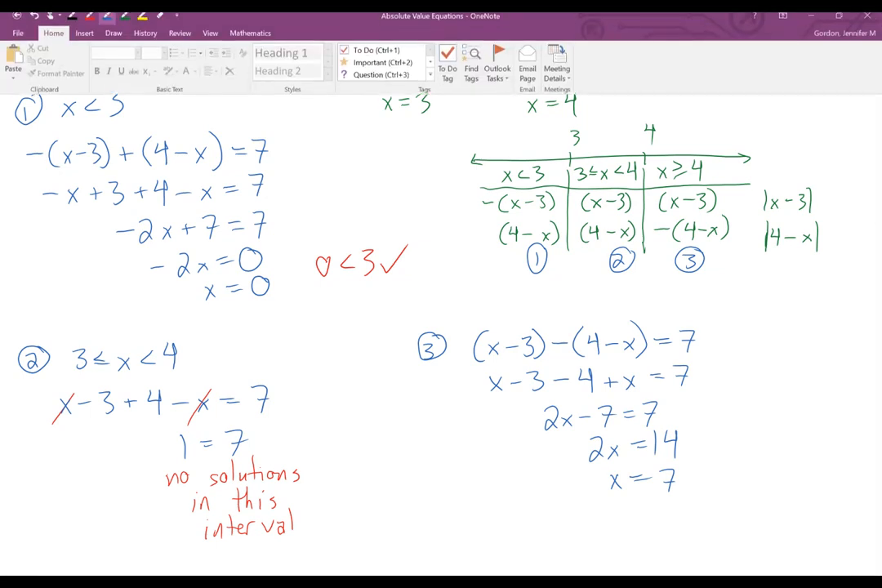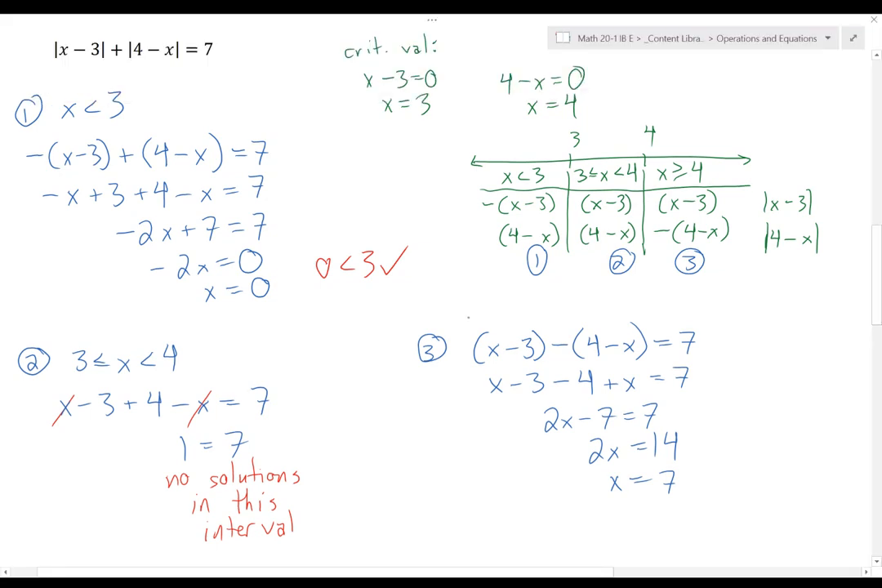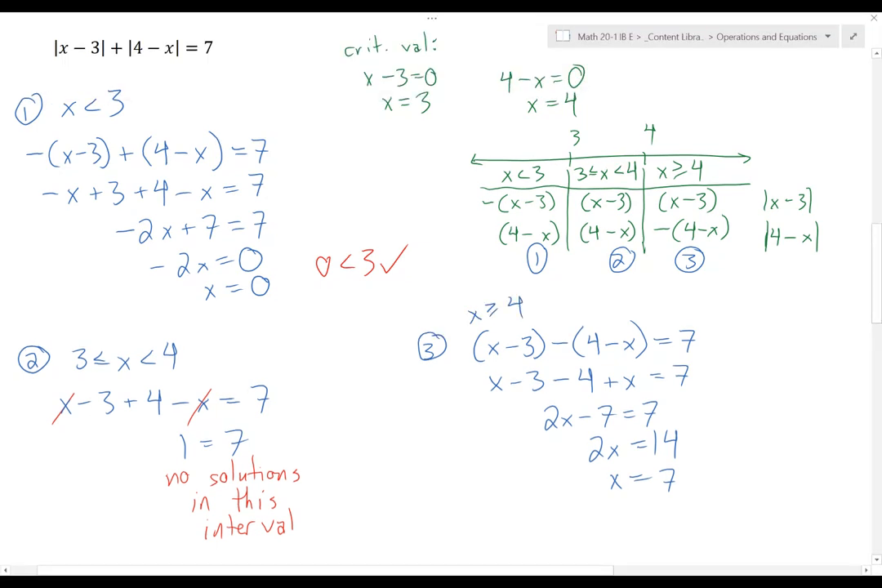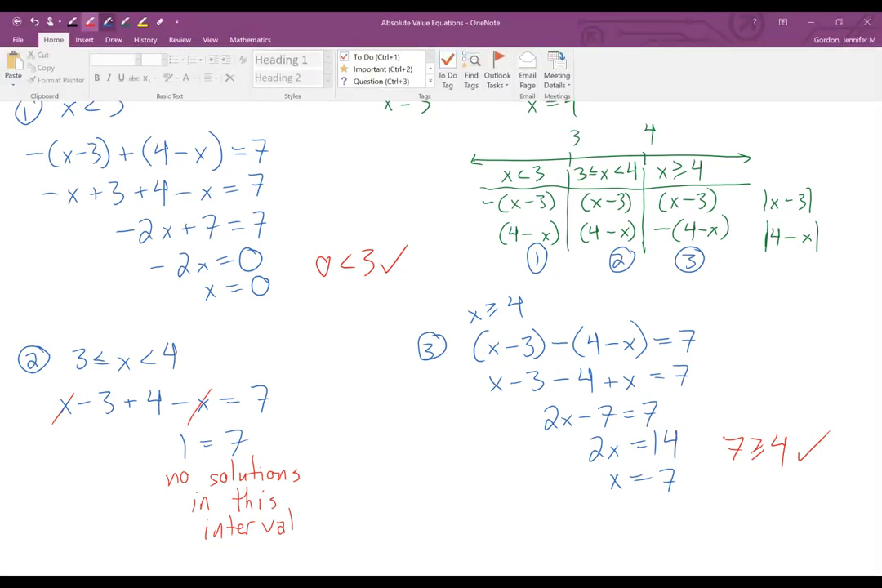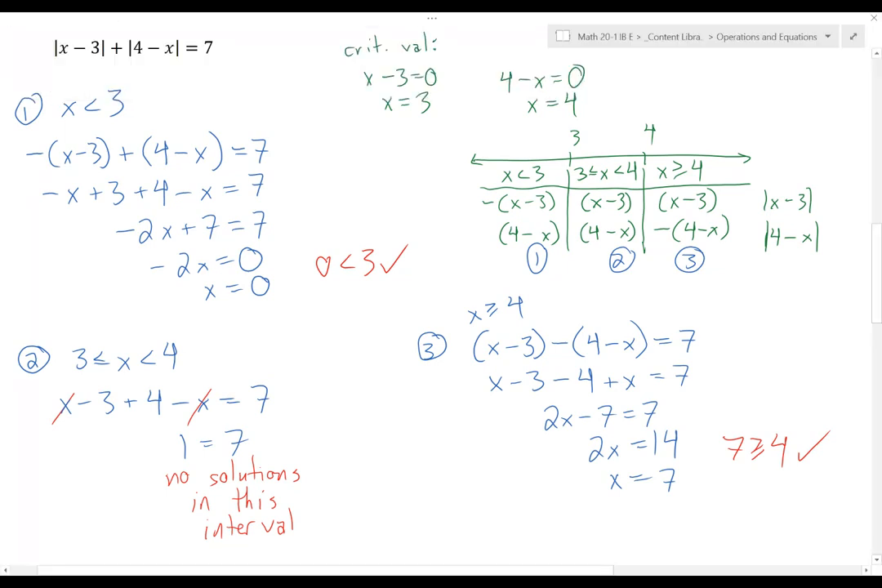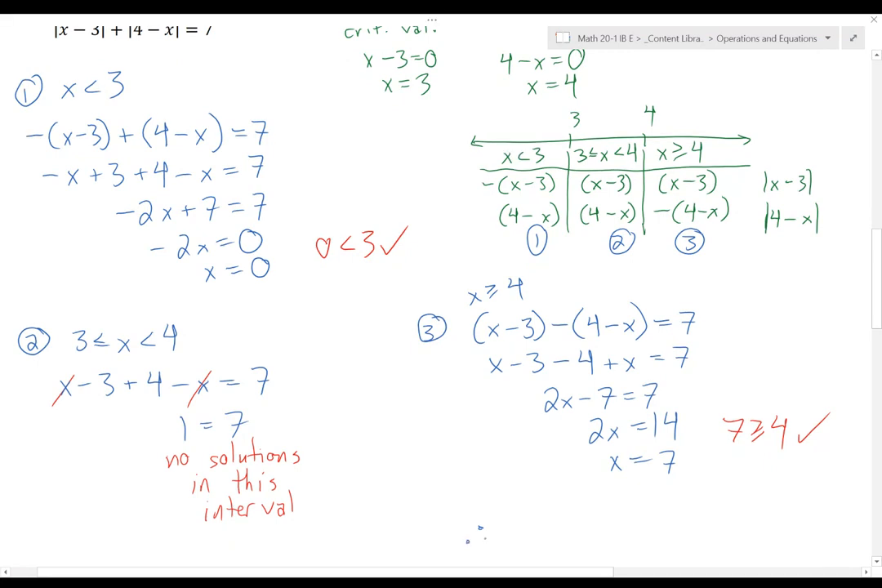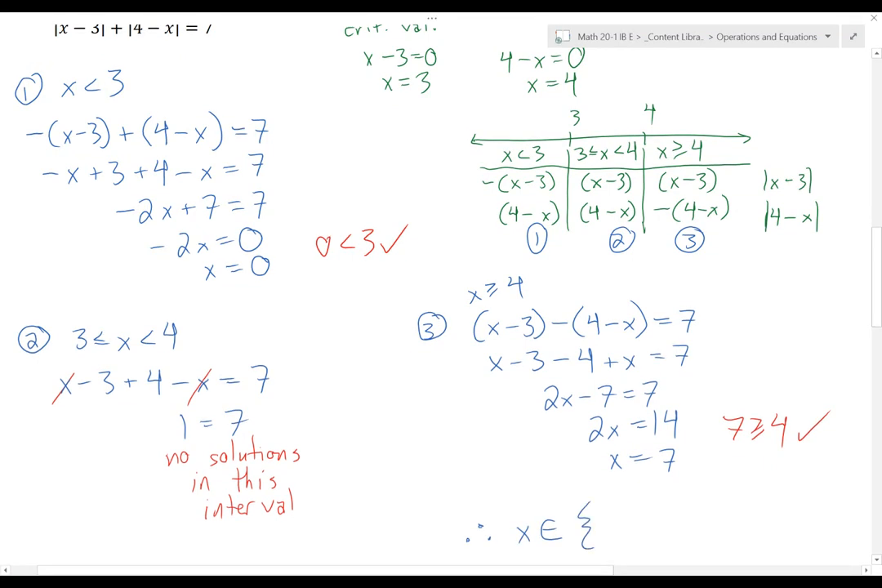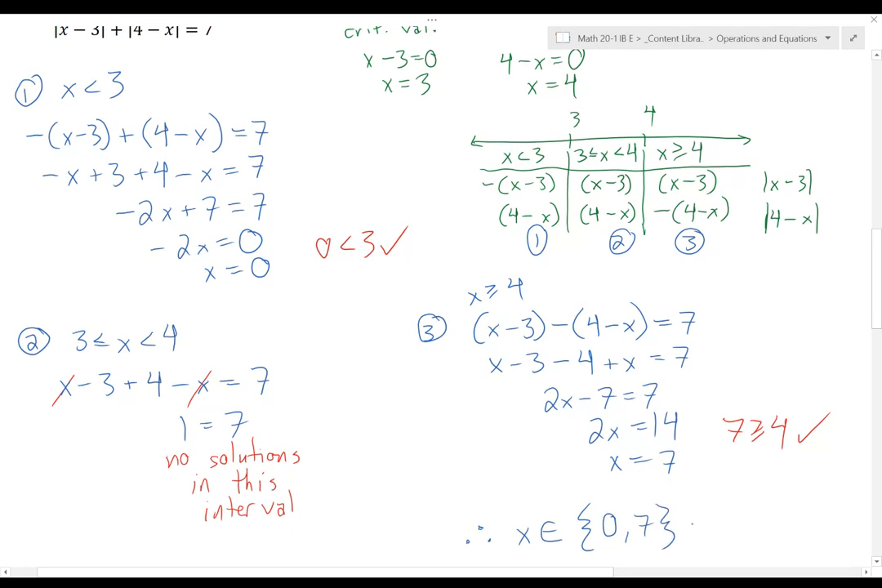Check the domain. I didn't write the domain, but we can tell that it's x is greater than or equal to 4. 7 is greater than or equal to 4. So no problem here. So we found a solution in the first interval and in the third interval. So 2 solutions overall, even though there wasn't any in the second interval. But 0 and 7 are both solutions to this absolute value equation.